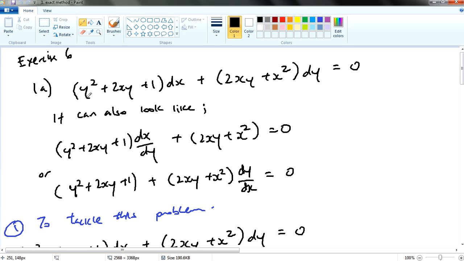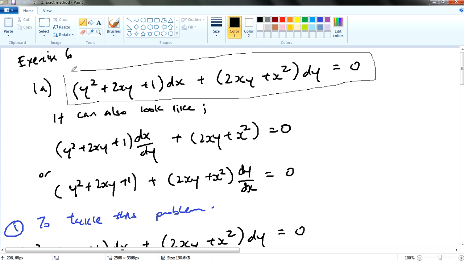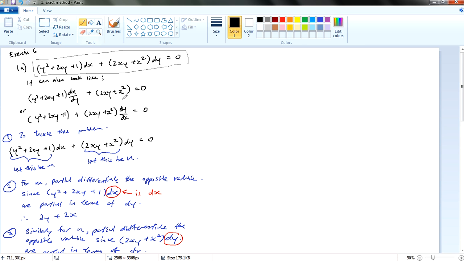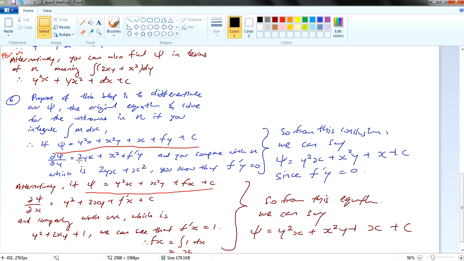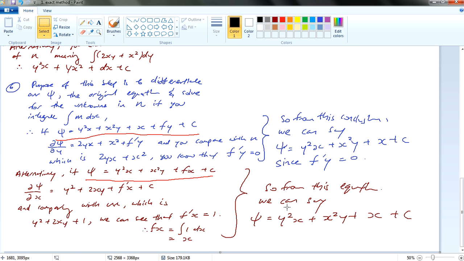So we have this question, y squared plus, over here. What is an exact differential equation actually? Let's straight away get the final result over here.